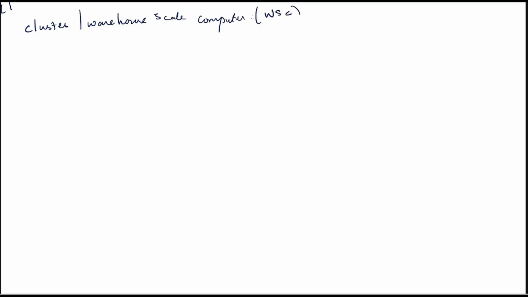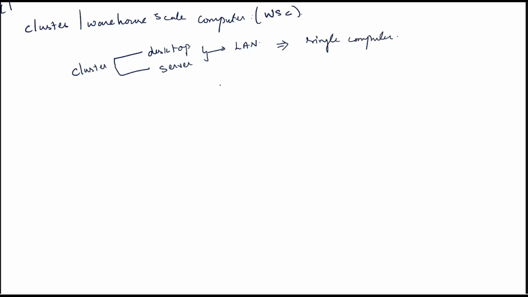So they say this is a warehouse scale computer, WSC. You may have a doubt about the difference between a server and a cluster. A cluster can be made by connecting desktops or servers through a LAN, a local area network, and it gives the visualization as if we are having a single computer. You understood? This is the view of the clusters.